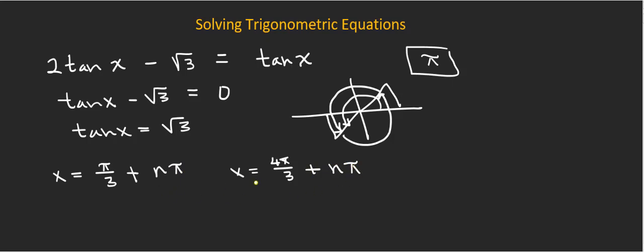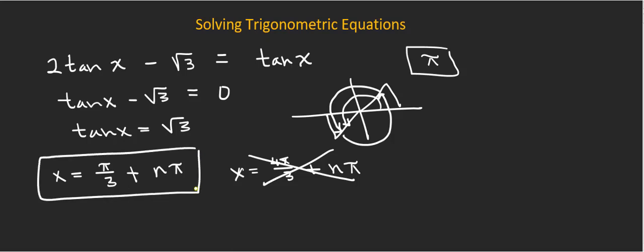Okay? Again, we have an infinite number of solutions here. But now, what's interesting is this. What happens when n is 1? When n is 1, you get pi, and pi plus pi over 3 is 4 pi over 3. So you don't actually need this. All you need is this portion right here. And you might want to graph these two and see how many intersections you get.